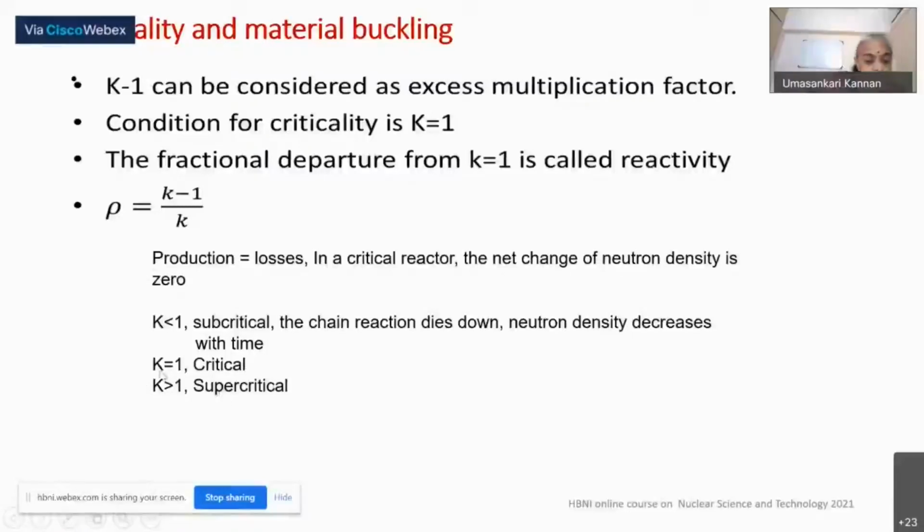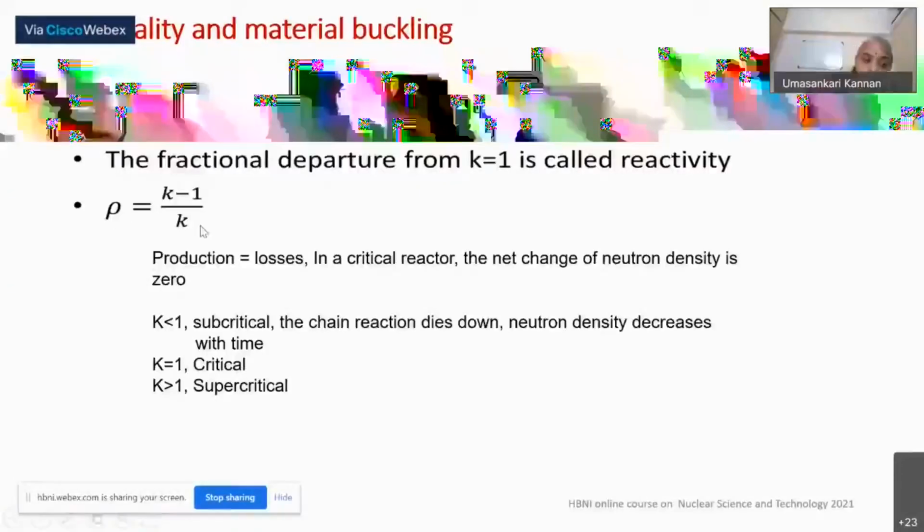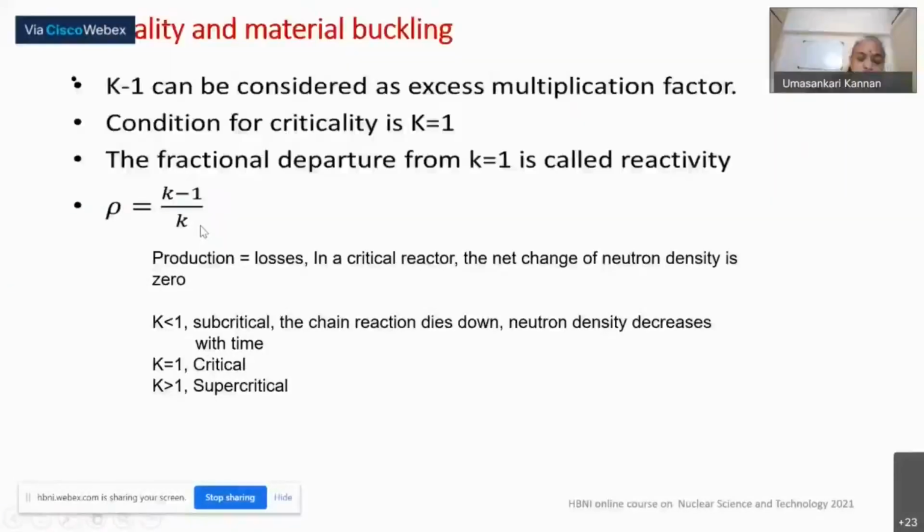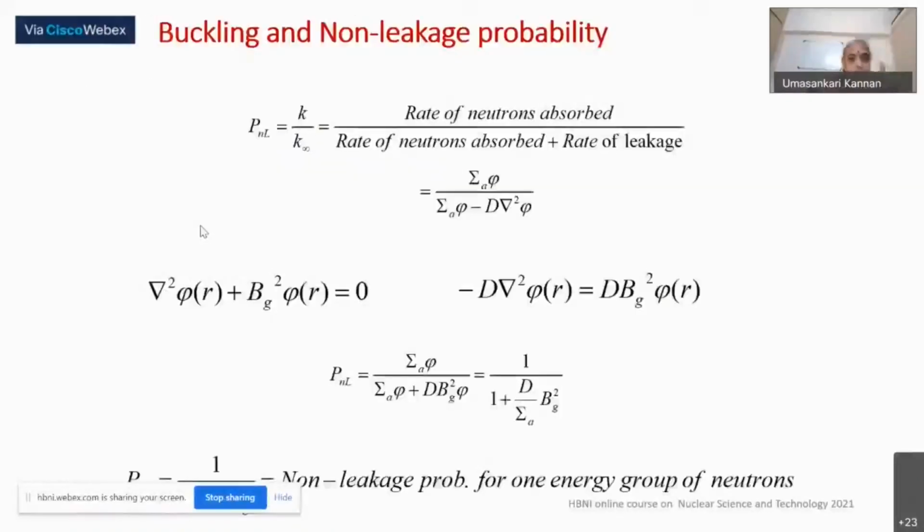And similarly, if K is greater than 1, it is called supercritical, where the neutron population will increase with respect to time. So here I have introduced the concept of reactivity, which is the fractional departure from criticality, and I have introduced what is critical, subcritical, and supercritical system, both with respect to K and with respect to the material and geometric buckling. I think so far you have understood.